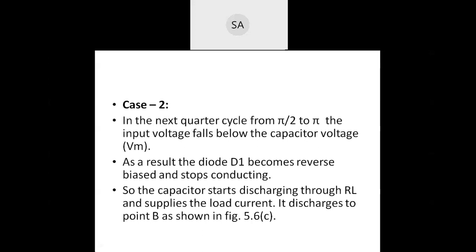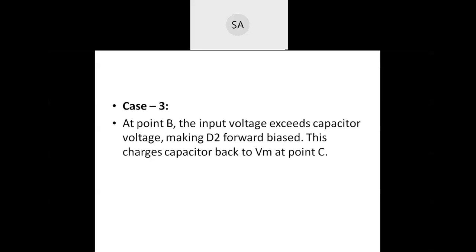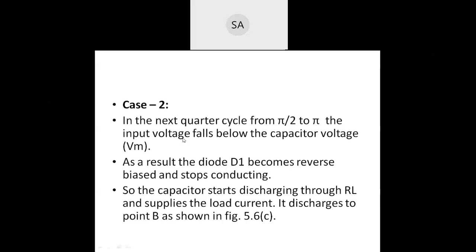In the next quarter cycle from pi by 2 to pi, the input voltage falls below the capacitor voltage Vm. Here this input voltage is falling below the Vm. As a result, the diode D1 becomes reverse biased and stops conducting. So the capacitor starts discharging through the RL and supplies the load current.